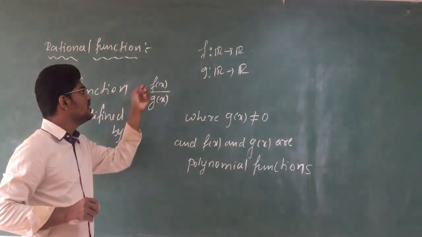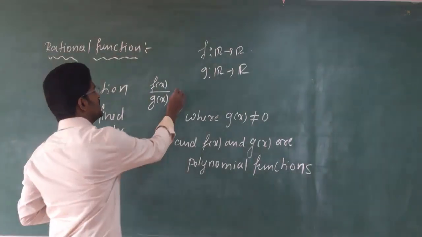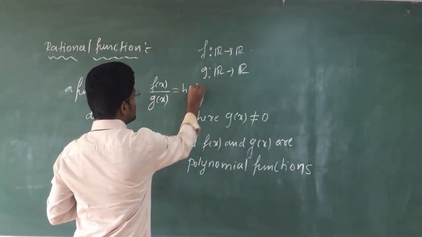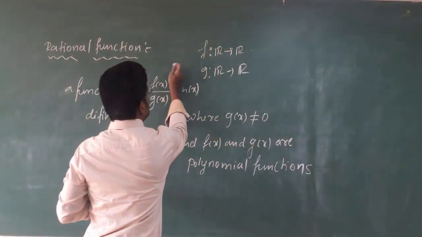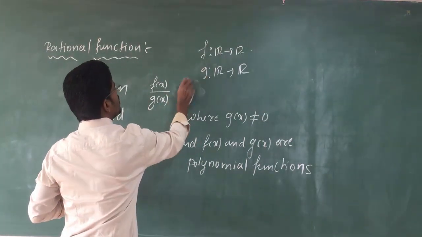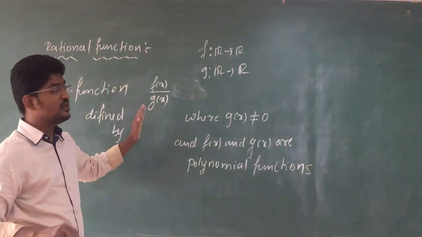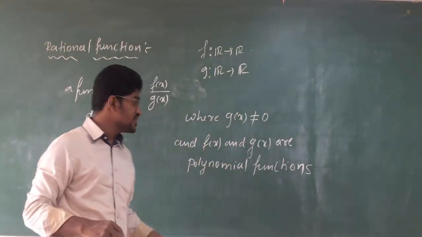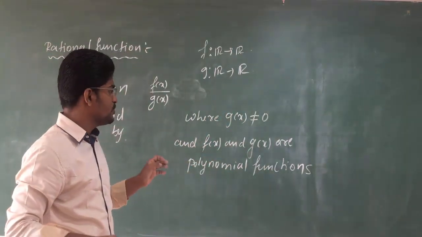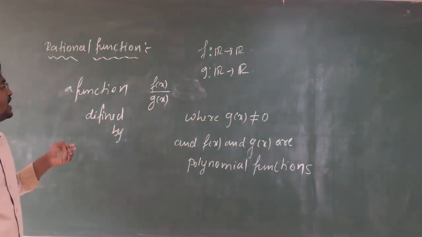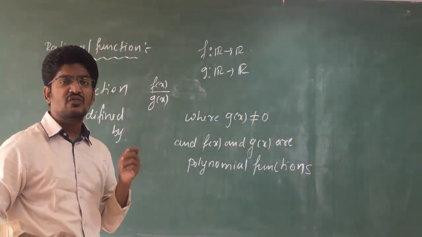Please remember, this is the function of the type p by q. Or you can write it as h of x also, no problem. But according to the NCERT books, what they have given, we have to write f of x by g of x, where g of x is not equal to 0 and f of x and g of x are polynomial functions. Hence, this type of function is called rational function.